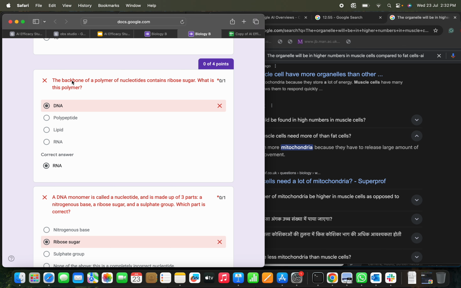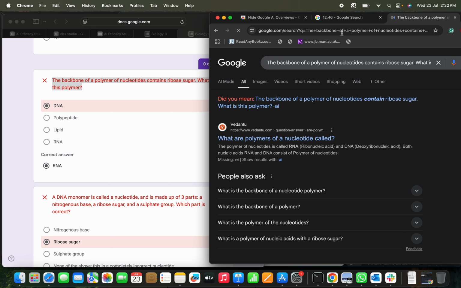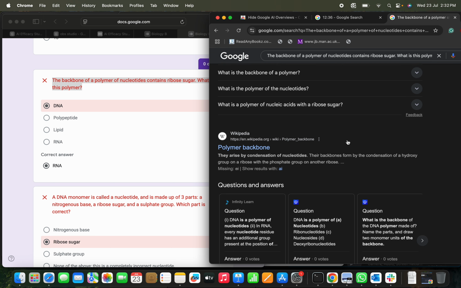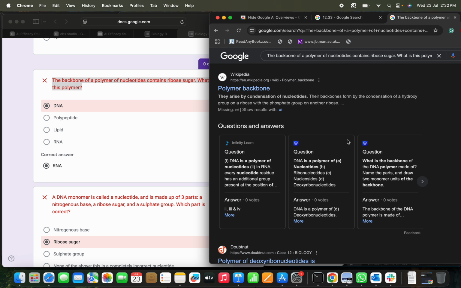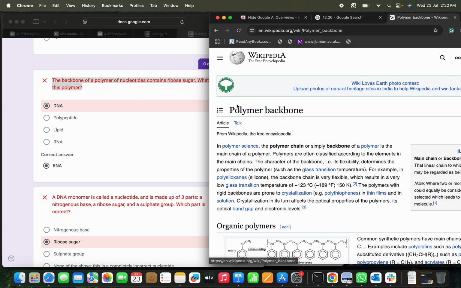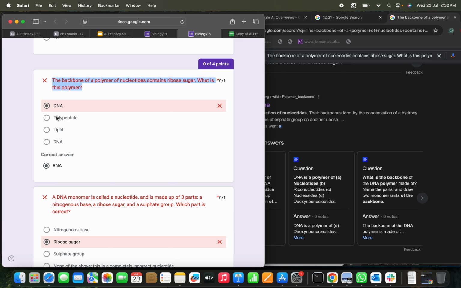The backbone of a polymer of nucleotides contains... What is this polymer? This can be put as it is. What the backbone of a polymer of nucleotides contains. The backbone of a polymer of nucleotides is ribose sugar. Alright. Should I give the options also here? So, let's try.